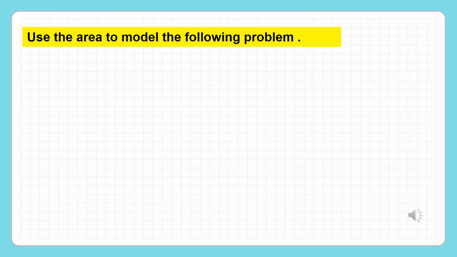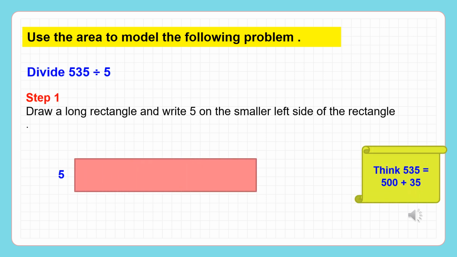On the first page, use the area model for the following problem. Number 1, we have 535 divided by 5. The first step to solve this by using an area model, we will draw a long rectangle and write 5 on the smaller left side of the rectangle. Here we have 5 as a divisor, so we put it on the left side. And let's think 535, if we decompose it, it will be 500 plus 35.